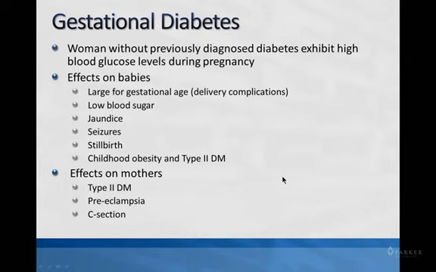Now, gestational diabetes, this is where a woman who does not have diabetes, she's never been diagnosed with diabetes, during pregnancy, her blood glucose levels are elevated. It is believed to be due to a problem with the insulin receptor during pregnancy as a result of some gestational factor, some factor associated with pregnancy that affects the insulin receptor.